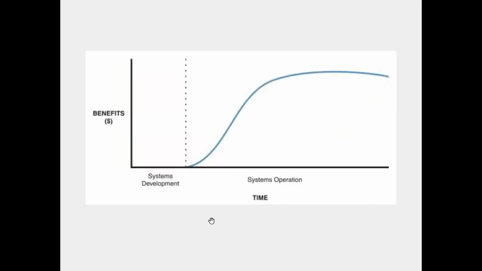Second one, benefits. A benefit means once you develop the system and when you implement it, you are going to get some advantages, right? You will finish early, right? And the system will be efficient. So usually there will not be any benefits during the system development. Usually it will start after the system development and keep on increasing. And this is how the curve will look.